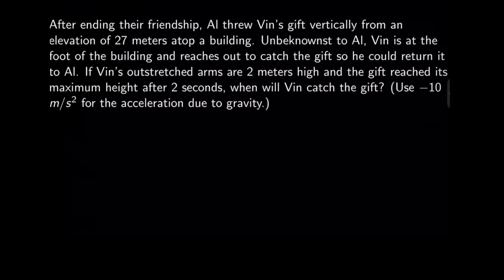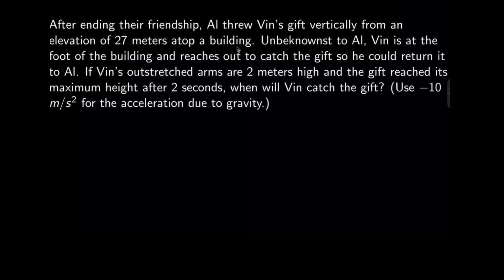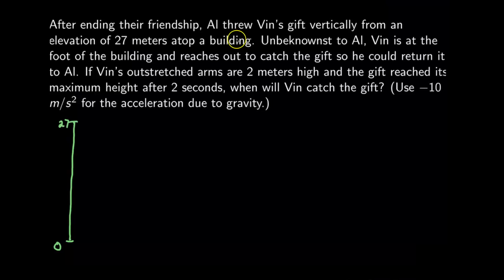Let us look at this word problem. After ending their friendship, Al threw Vince's gift vertically from an elevation of 27 meters atop a building. So let us draw that. Let's say that this is your building. This is the ground. And Al is here, 27 meters from the ground.